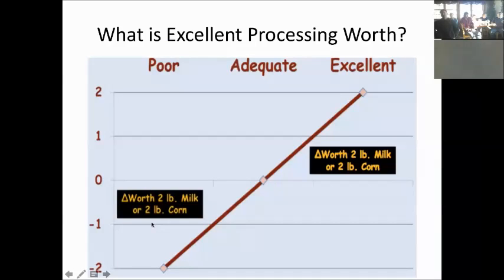And then if you take that one step further, what would it get me if I was at 60, but I could get it to 70? So I'm at the middle of adequate going to excellent. That also could be another 2 pounds of milk for you. Now, like I say, the issue here is that this is not linear.